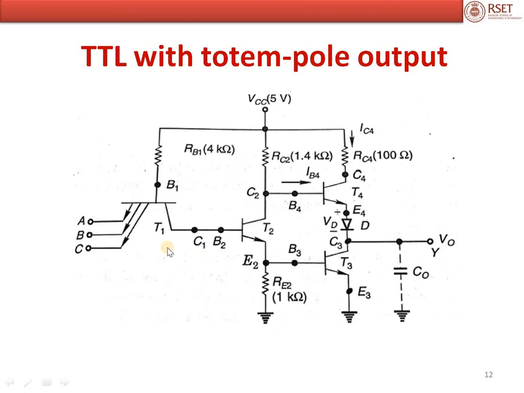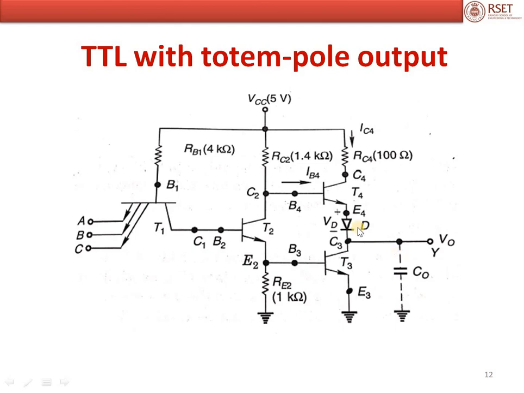Therefore, the output can change rapidly from one state to another. T1 is a multiple emitter transistor, that means it has multiple emitter terminals through which we are giving the inputs A, B and C. Then the transistor T2 functions as a phase splitter since the emitter voltage is out of phase with the collector voltage. The transistors T3 and T4 form the totem pole output, and the capacitance CO shows the stray capacitance.